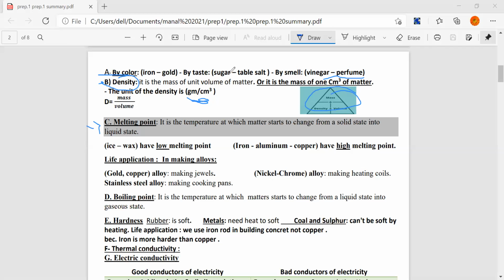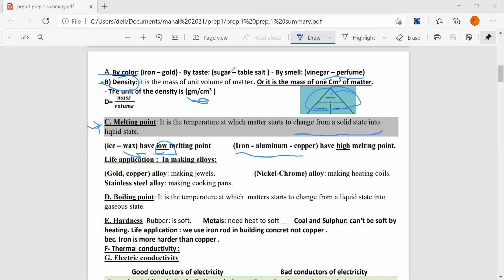Now, let us start another point, which is the melting point. The melting point is the temperature at which matter starts to change from solid into liquid state. We know that ice and wax have a low melting point, and iron, aluminium, and copper have a high melting point.